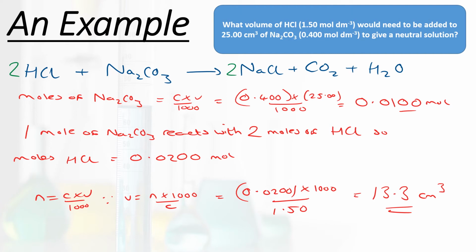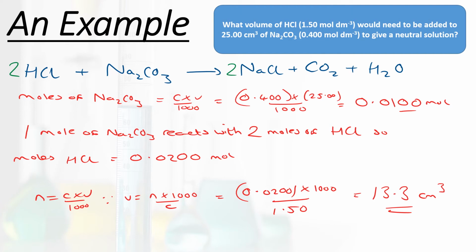So an example of a calculation: what volume of HCl that has a concentration of 1.5 moles per decimeter cubed would need to be added to a 25 centimeter cubed solution of sodium carbonate of 0.4 mole per decimeter cubed concentration to give a neutral solution? Now, this idea of being a neutral solution means that we've added enough acid to neutralize all the base.